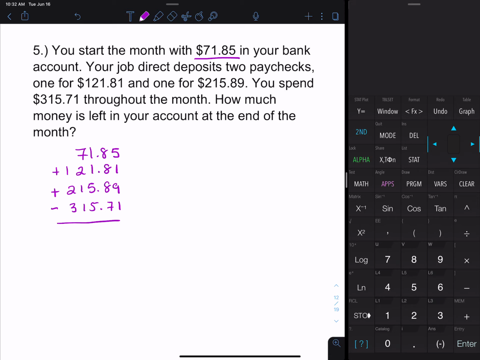And then I do have my calculator, so I'm going to add this and subtract it all in there. So I have 71.85 plus the 121.81 plus the 215.89 minus the 315.71. When I do that, I end up with $93.84. That's the amount that is left in the account.